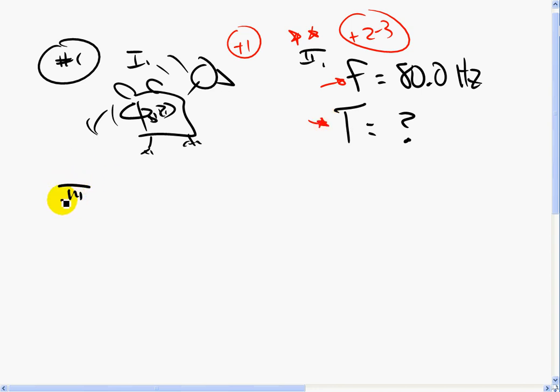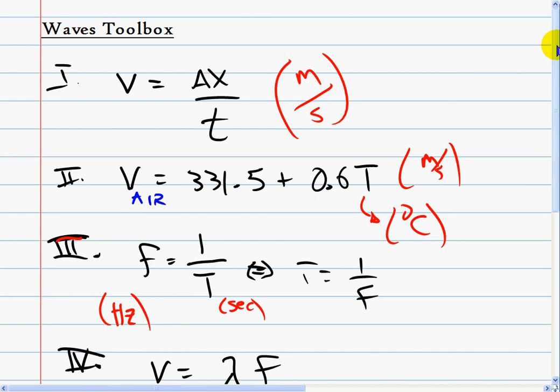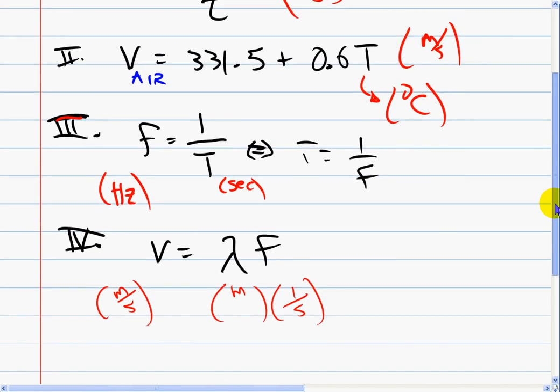Pick your what? Your secret weapon is the equation that relates the knowns and unknowns, okay? So how do you know which equation to use? Well, very simple. All you do is you pick the right tool that gets the job done. Which one relates the known to the unknown? I know frequency, I want to know period. So which equation is going to work?